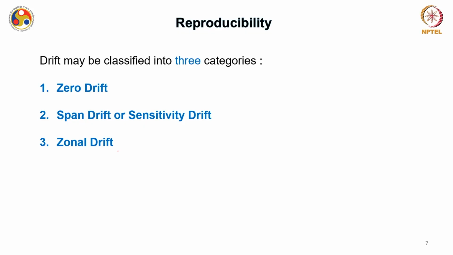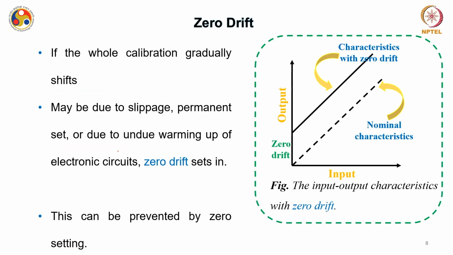I can have a zero drift, there can be span drift, which is also known as sensitivity drift. And then the third type of drift is zonal drift. So, let us try to understand these three drifts. First is zero drift. In the zero drift, what happens is the whole calibration of the instrument is basically shifted.